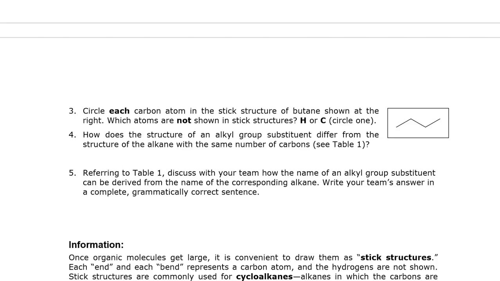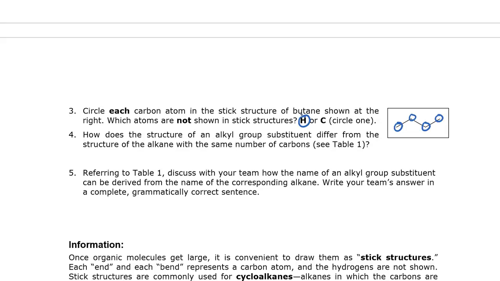Number 3. Circle each carbon atom in the stick structure of butane, shown at the right. Which atoms are not shown in stick structures, hydrogen or carbon? So we did this before. You're going to circle each carbon. You can see that there are 4 of them, and hydrogens are not shown.